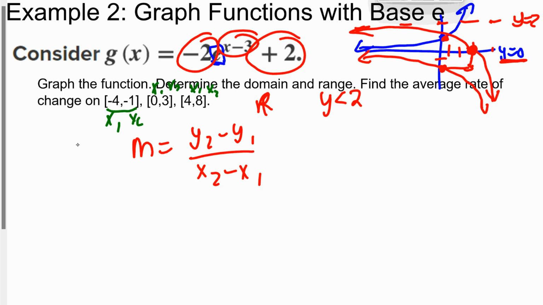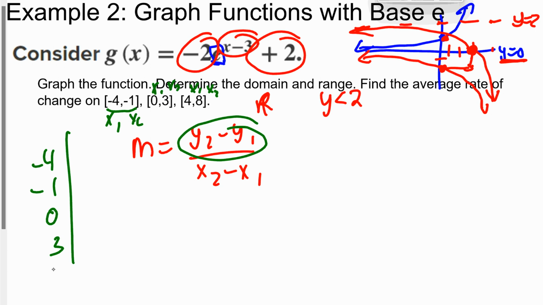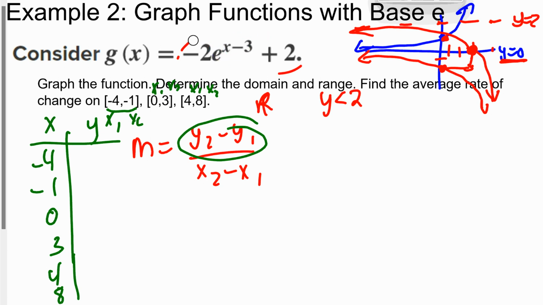These aren't points, right? So to find my y values for my numerator, I would need to plug in these values. So let's make a table and find out what these y values are. Here are my x's. Let's find my y values, and then we can find our slope, or the average rate of change. I could graph this first and then look at my table, which would probably be the easiest thing to do instead of plugging in x's.